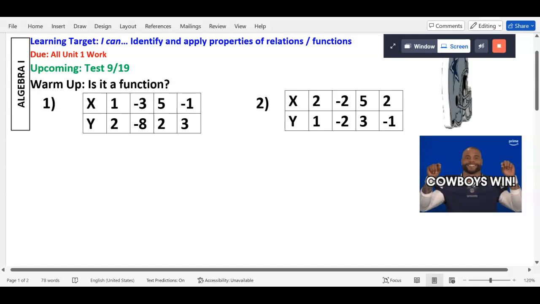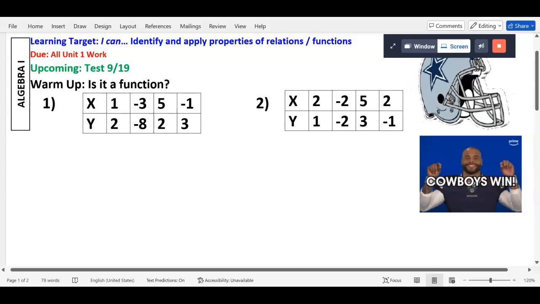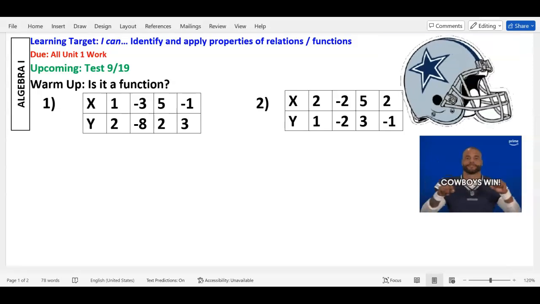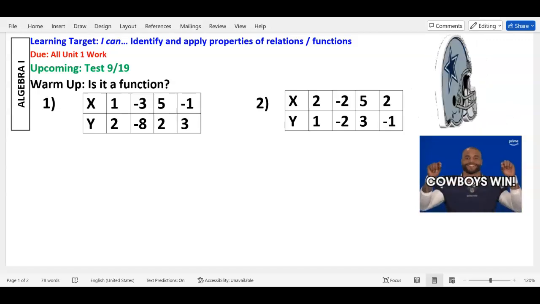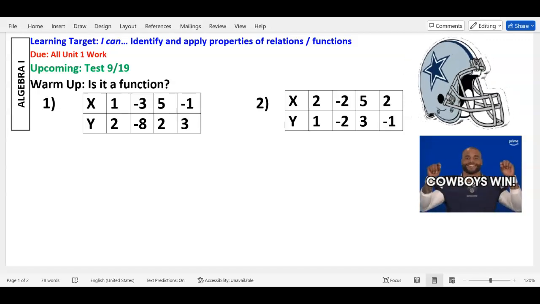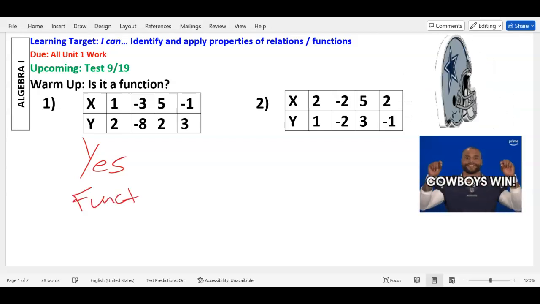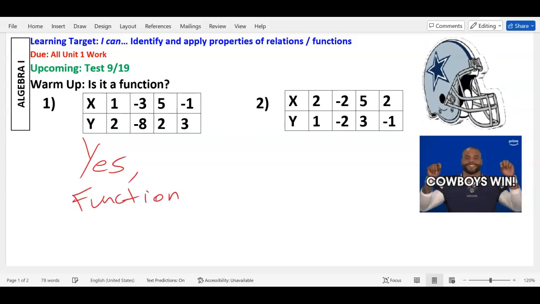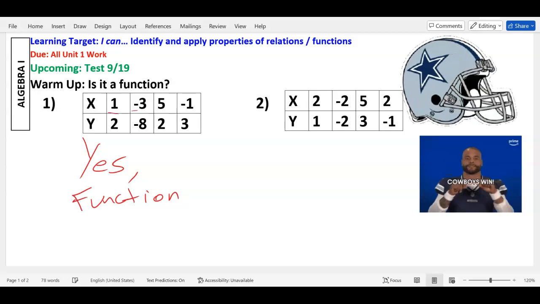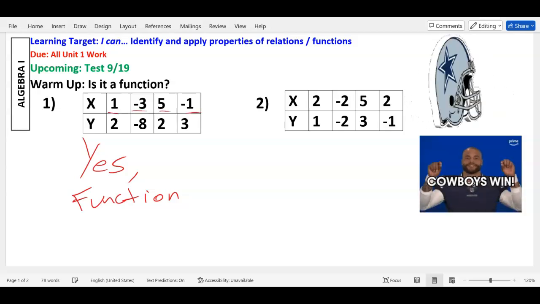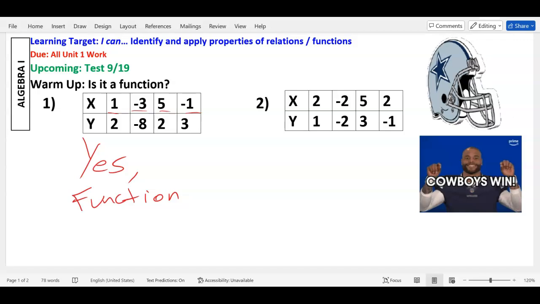On number 1, do any of these x values repeat? No. So that means each x has exactly one y. So yes, that's a function, because the x values are all different. Okay? What about number 2?